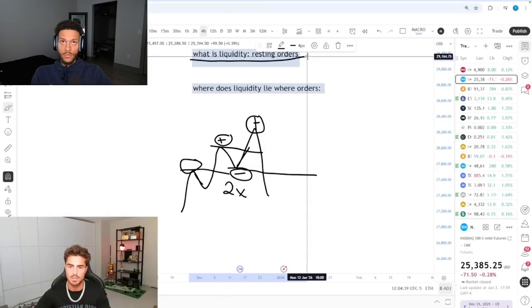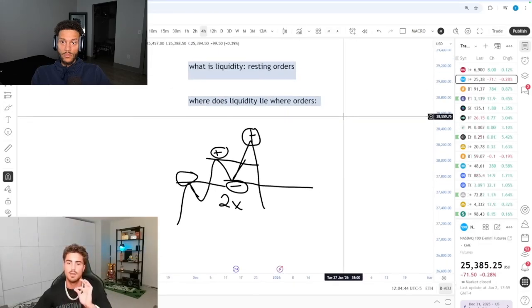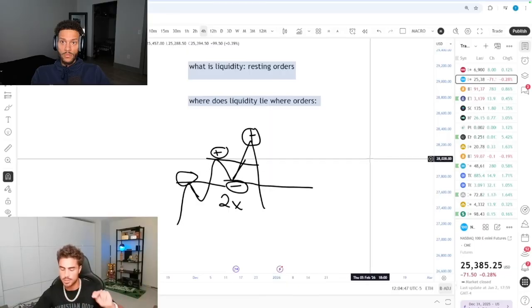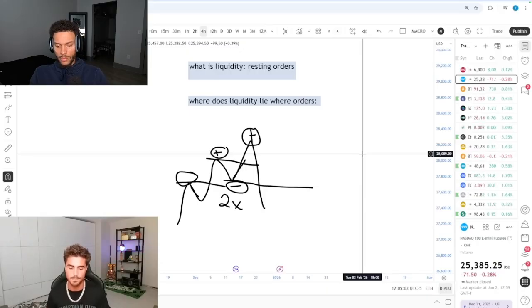Going back to our topic for today's video: what is liquidity? Liquidity is resting orders. We just talked about where retail traders' resting orders are. Now, let's think about smart money and the market makers, the people who actually move the market. They need a significant amount of orders going in the opposite direction of them for their massive amounts of orders to be filled, for them to be able to push the market in the direction that they want to go. You're probably saying, what does that even mean?